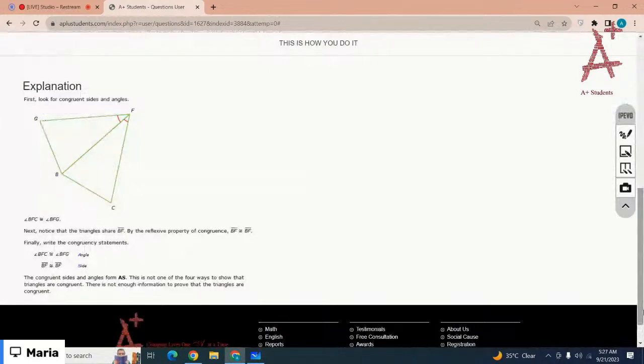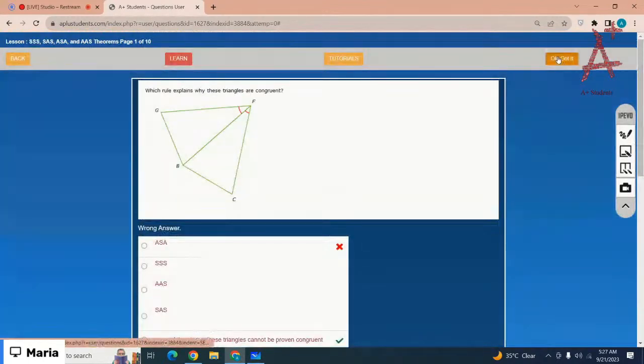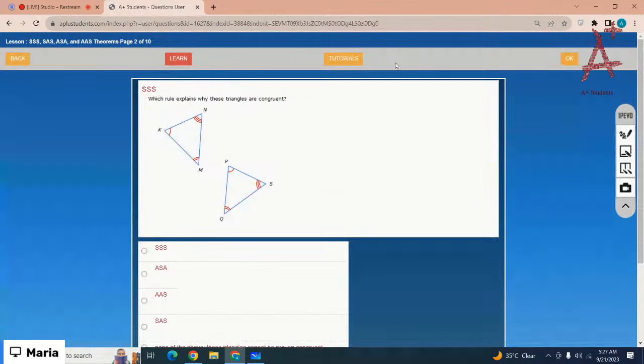Okay, notice that the triangles share BF. The congruent sides and angles form ASS, not SAS, right? They just form angle and side. One angle and one side is congruent, right? So those triangles cannot be proven congruent, right?